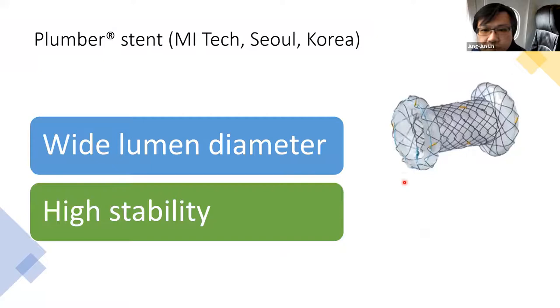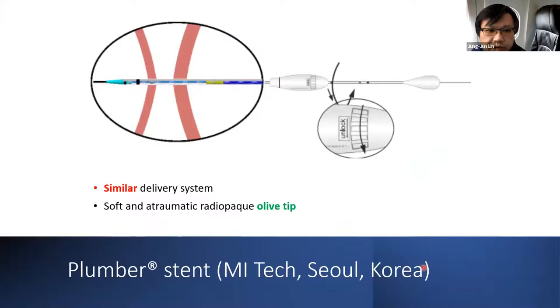So the plumber stent can provide a wide lumen diameter, and also has high stability due to the strong bifurcation. So it allows inserting a standard upper endoscope into the cyst wall to perform a necrosectomy. The plumber stent also has a similar delivery system to the conventional biliary metal stent. The tip is soft and not traumatic.